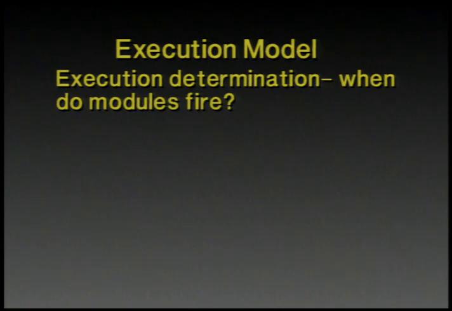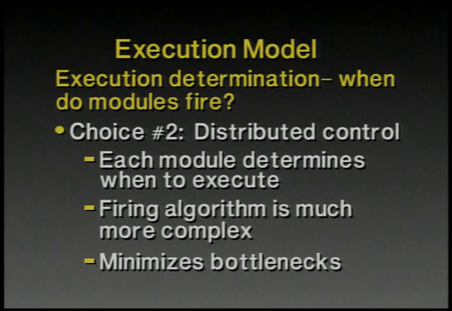So what are the alternatives here? The alternative is distributed control. That means giving each module enough information to decide when it should indeed fire itself. This means that the execution algorithm or the firing algorithm is much more complex. Each module needs to know when its inputs are fully satisfied, when it can expect new data on other ports that may be related to ports that have already executed, and then execute itself. This minimizes the bottleneck of the central controller problem.